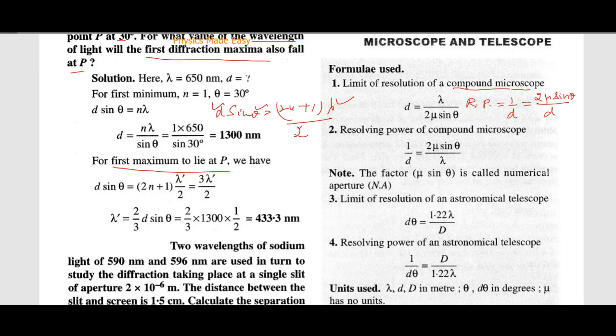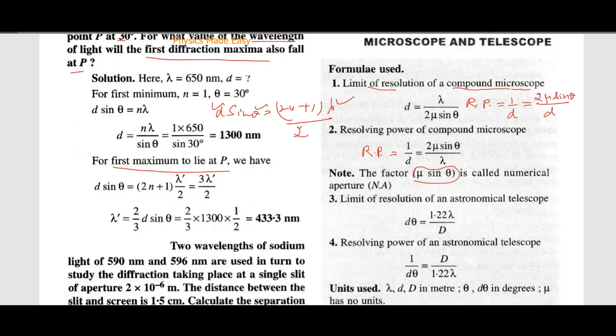Here he has given the limit of resolution. Remember, this is the limit of resolution. In the very next step, the resolving power. The resolving power of compound microscope is this. Mu sine theta is the numerical aperture.